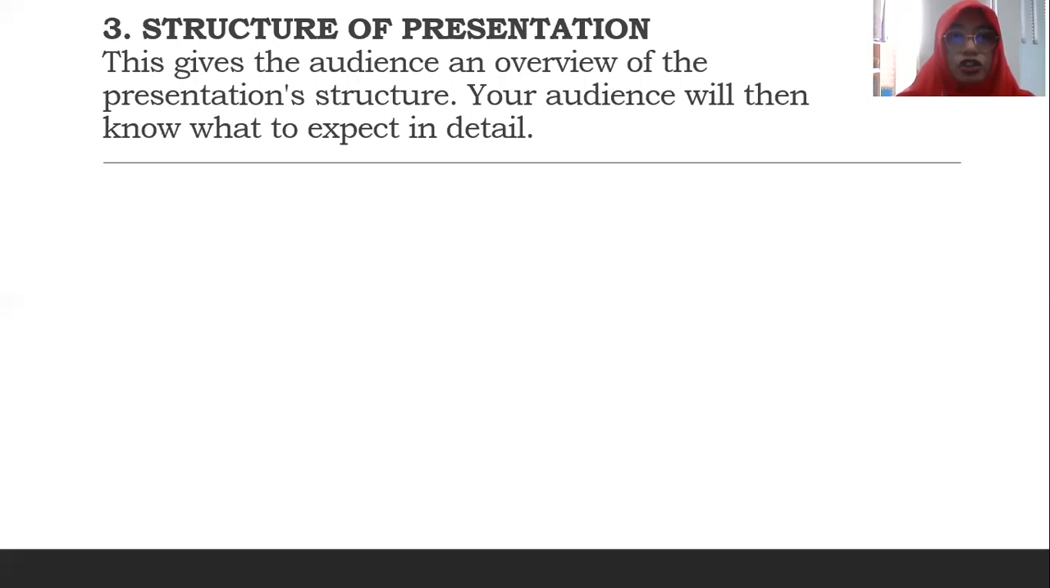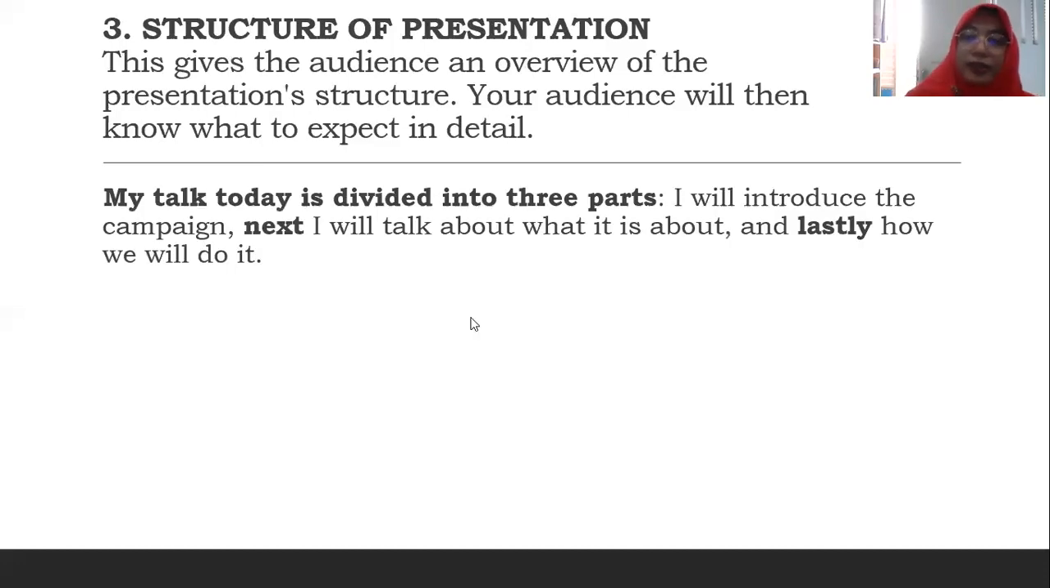The next one is structure of presentation. So this gives the audience an overview of the presentation structure. So the audience will know what to expect in detail. So they already know you're going to talk about this topic. And then after that, they know the specific things that you are trying to say about these topics, okay? So you can say what you're going to say, like I did in the beginning. I have told you what I'm going to talk about in this presentation.